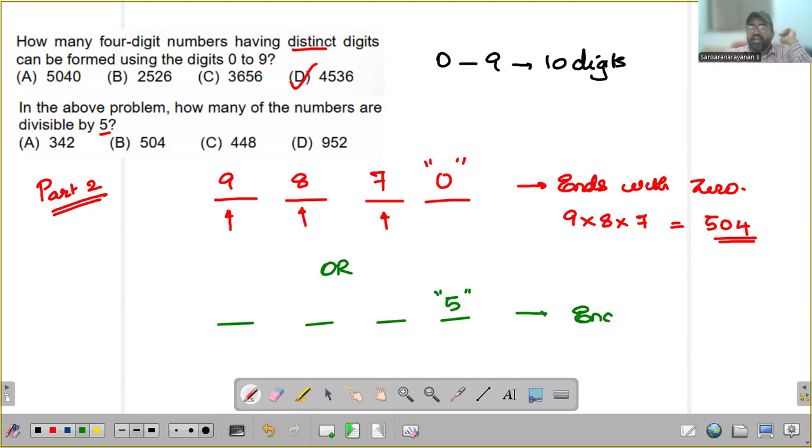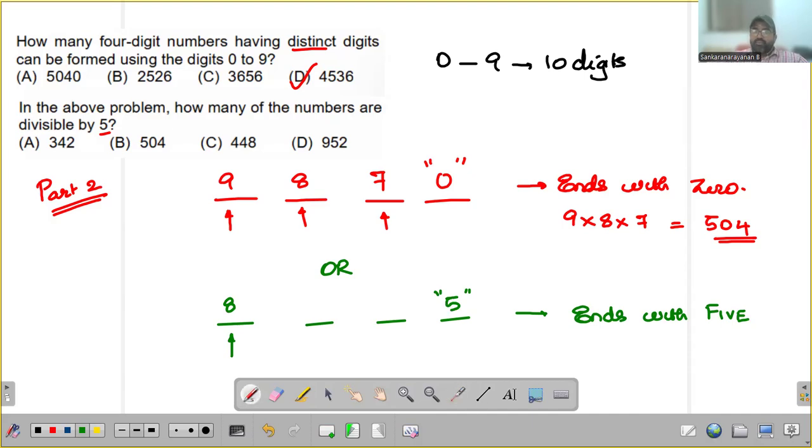So I'm writing it here. It ends with 5. Okay. So now you can see that here I have used up 5, the digit. Out of 10 digits, 5, that digit is gone. 0 cannot be used in the thousands position. You got my point? So 5 you cannot use again. 0 you cannot use again. So out of 10, 2 digits gone. You can see that 8 remains. So the number of ways I can take care of the thousands position, it is 8.